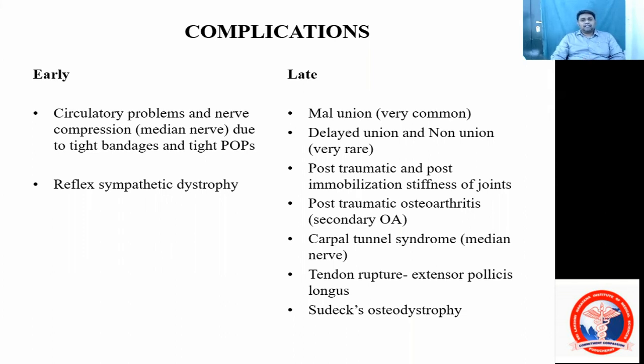the retinaculum being tight. Then tendon rupture: in Colles fracture, the most common tendon to get injured is the extensor pollicis longus because this tendon comes over the fracture site. Sometimes this gets ruptured. And then Sudeck's dystrophy is another late complication. So today we have seen the fractures around the wrist and their complications. Thank you.